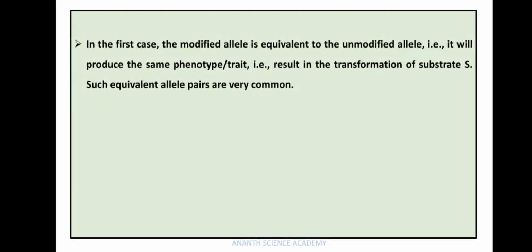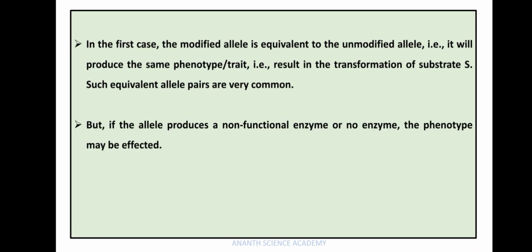In the first case, the modified allele is equivalent to the unmodified allele. That is, it will produce the same phenotype or trait. That results in the transformation of substrate S. Such equivalent allele pairs are very common. But if the allele produces a non-functional enzyme or no enzyme, the phenotype may be affected, as in the second and third case.